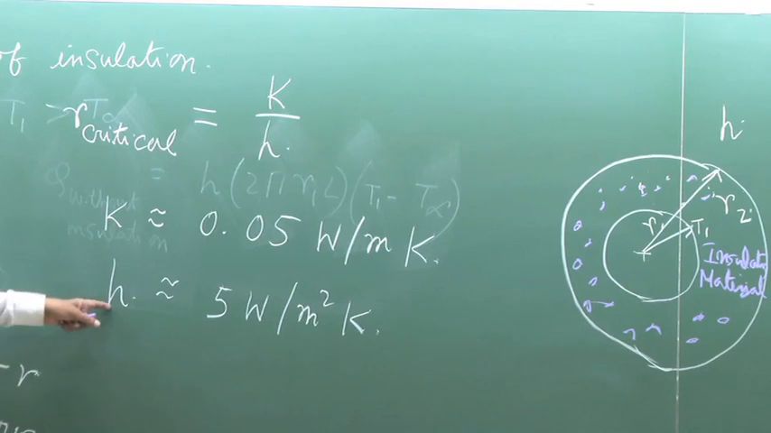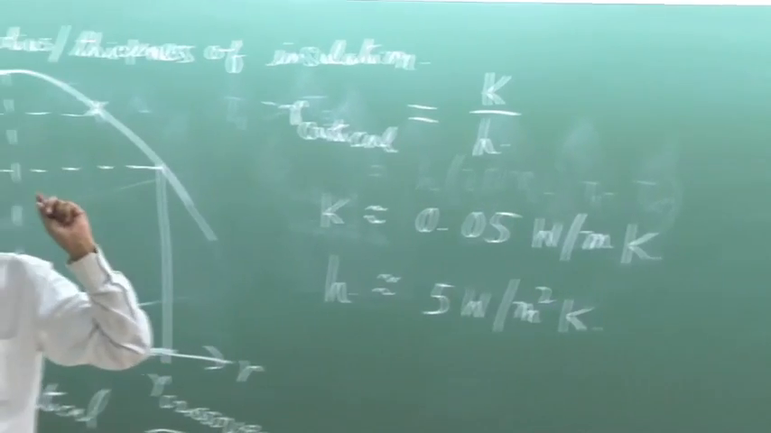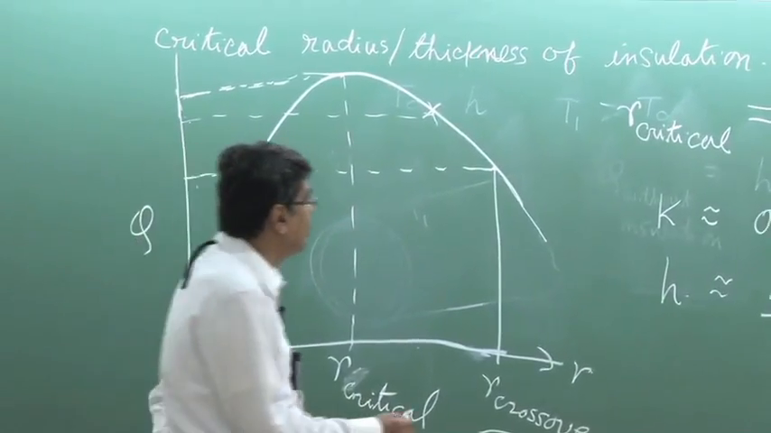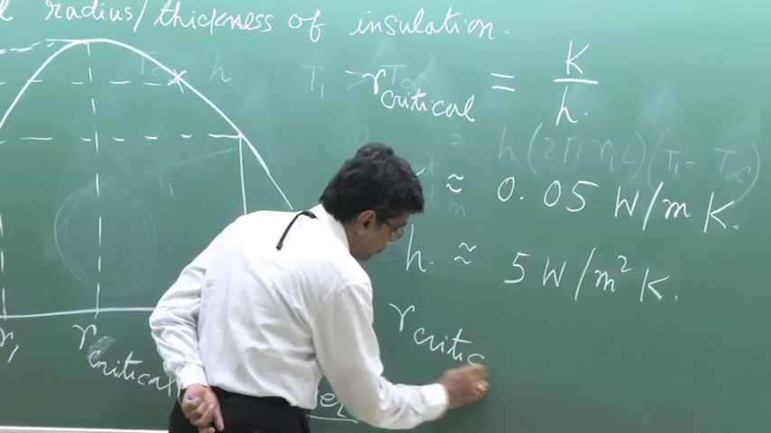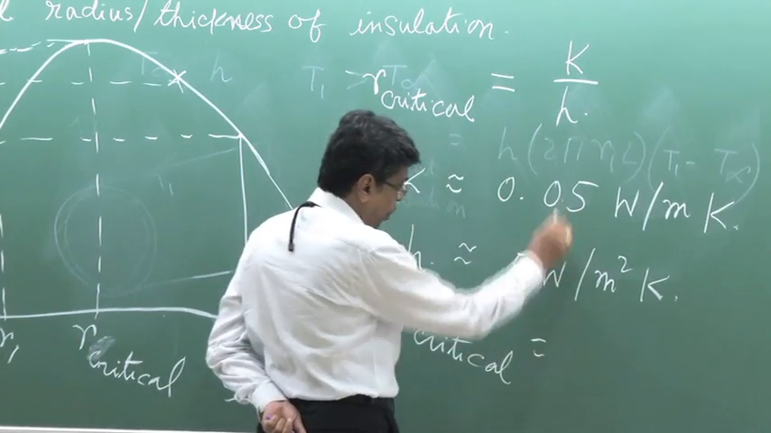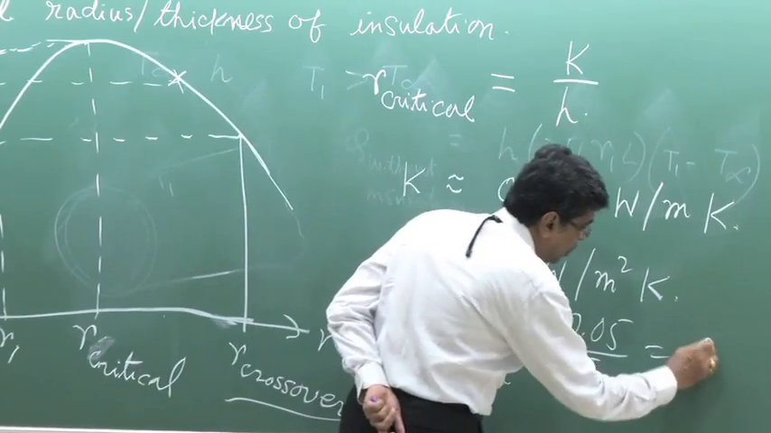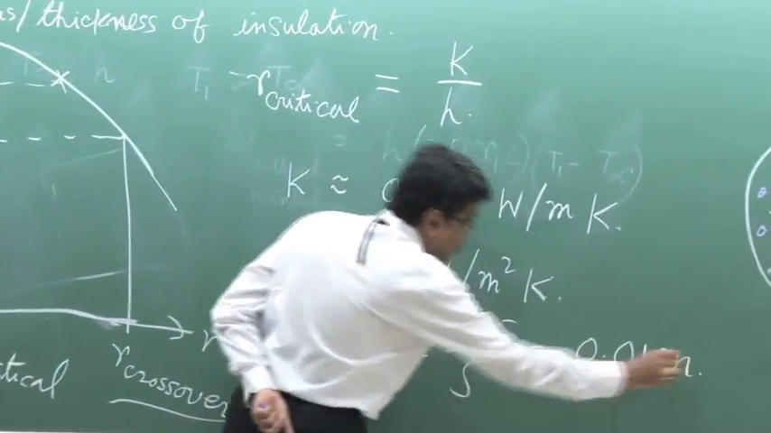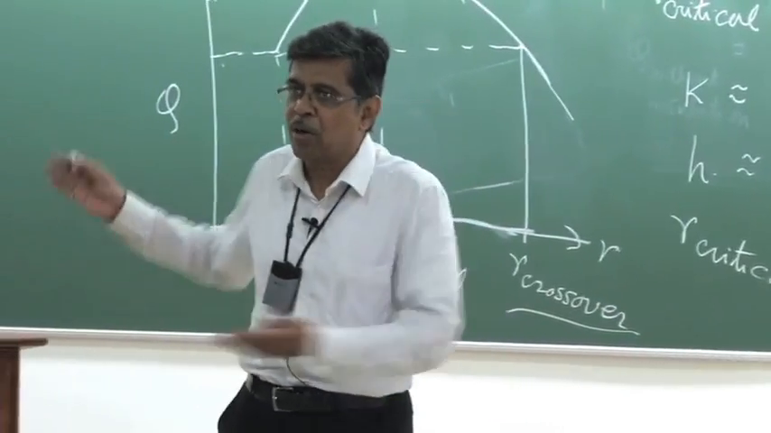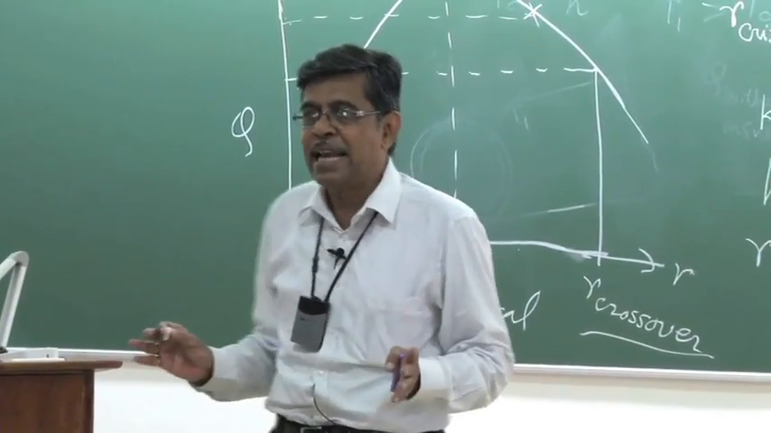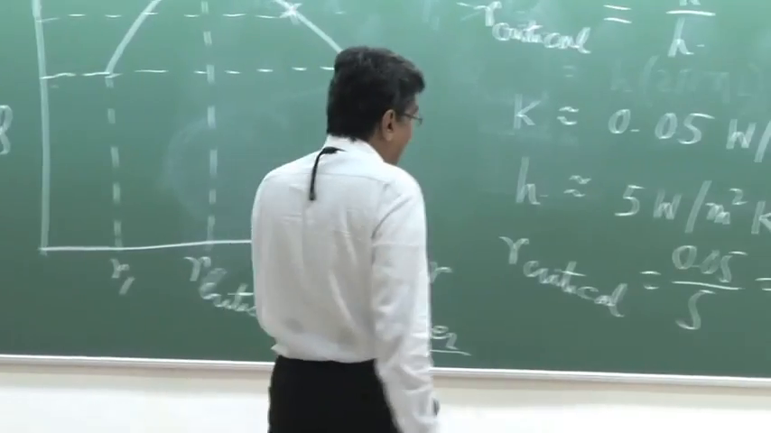So if I use this minimum value, because if h is lower, the critical radius of insulation is higher, then I get a value of r critical (0.05 by 5) that comes to about 0.01 meter. So why are we only interested in r critical, not the crossover radius? Crossover radius is academic information. We can solve problems, but in practice it has not much value.